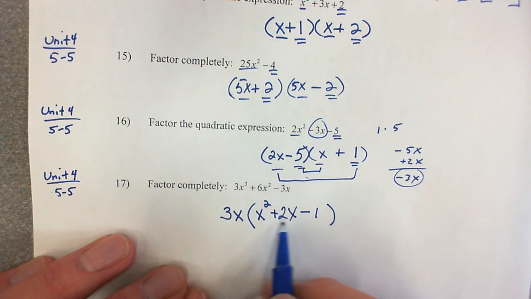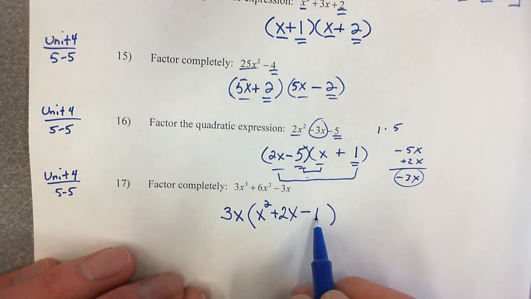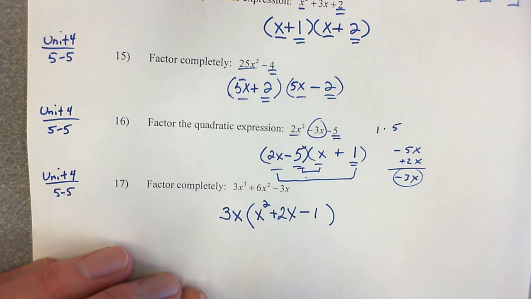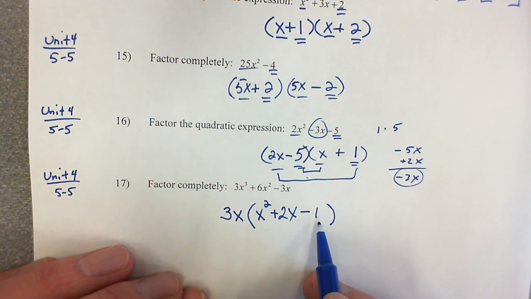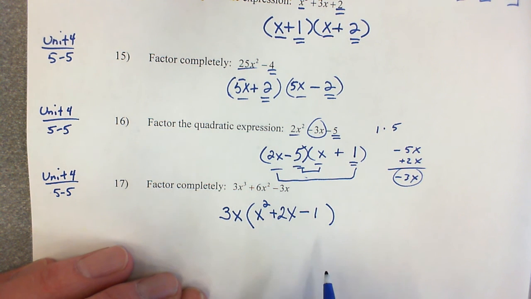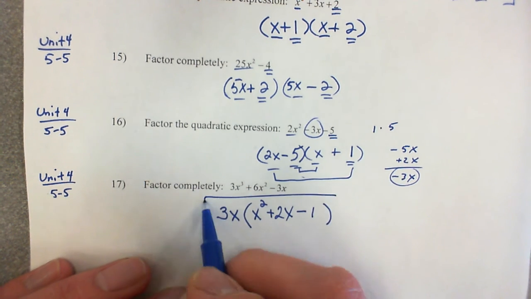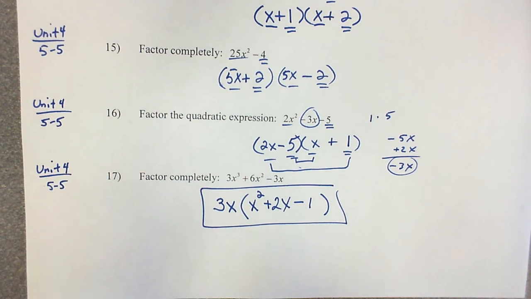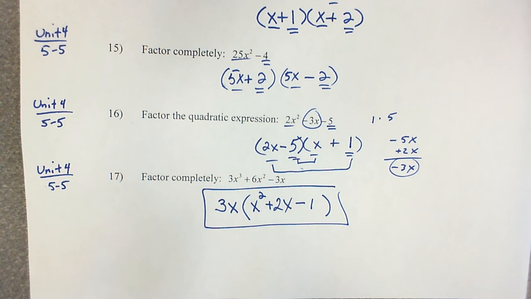Now we should check to see if this factors. Are there factors of negative 1 that can get you positive 2? Doesn't look like it, because it's just 1 and 1, but in order for that to be a negative, you'd have to have a positive and a negative, and you can't get a positive 2 out of a positive 1 and a negative 1. So here is your final factoring on number 17. Okay? So that's the review of factoring.